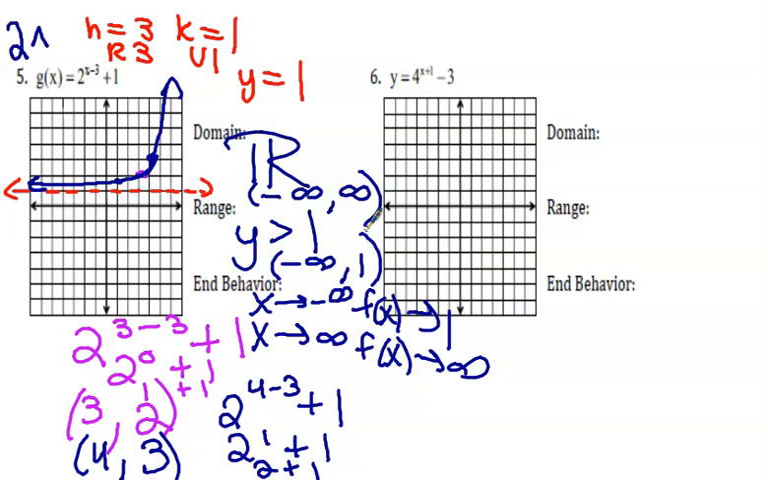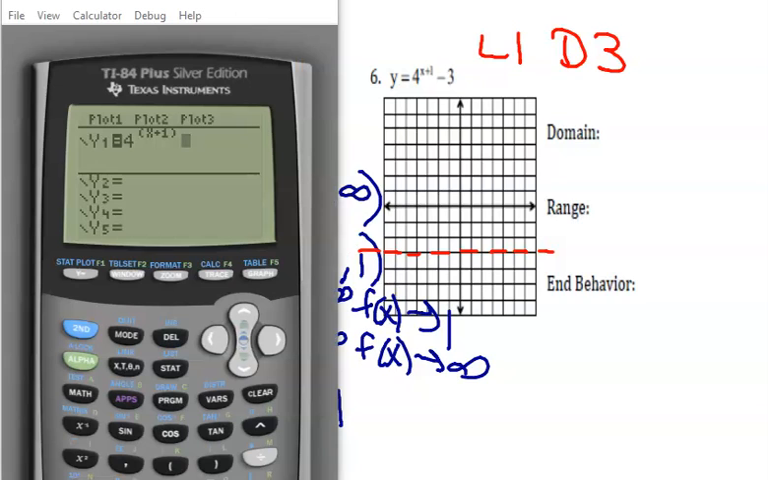Okay, all right, number 6, I want you guys to try this one out. So this is going to be left 1, down 3. So again, your horizontal asymptote is going to be down at the -3. So it won't go past that point. I want you guys to try how to graph it and what this thing looks like.